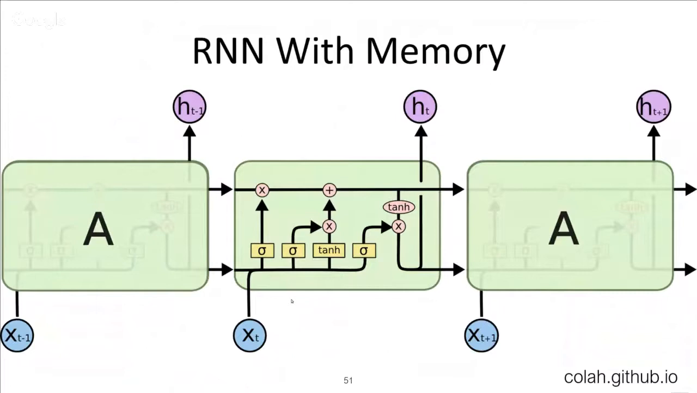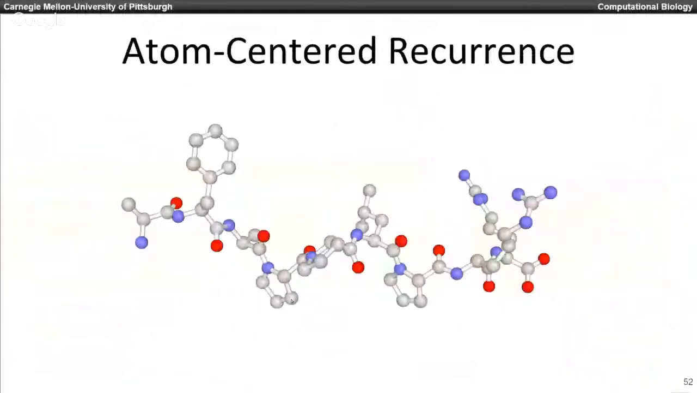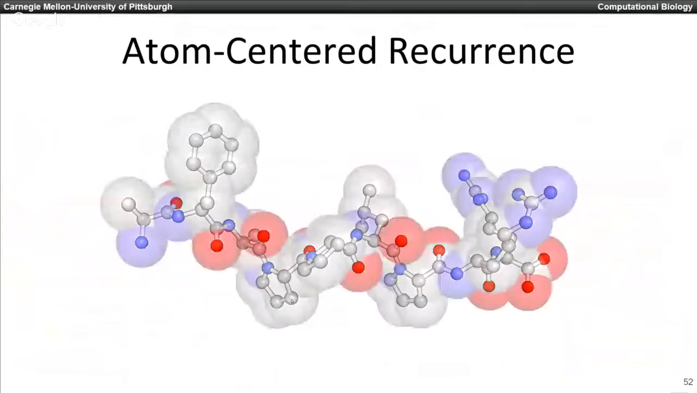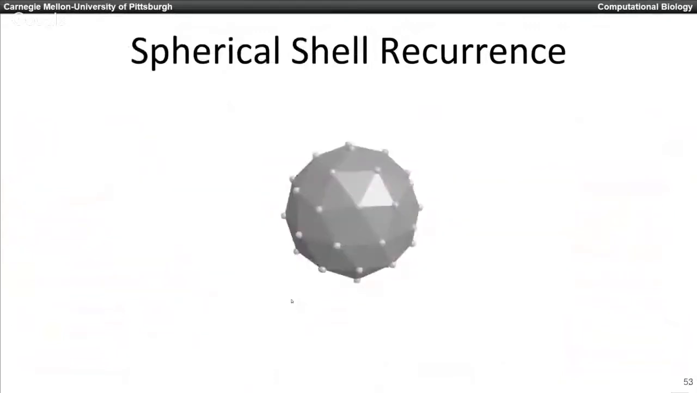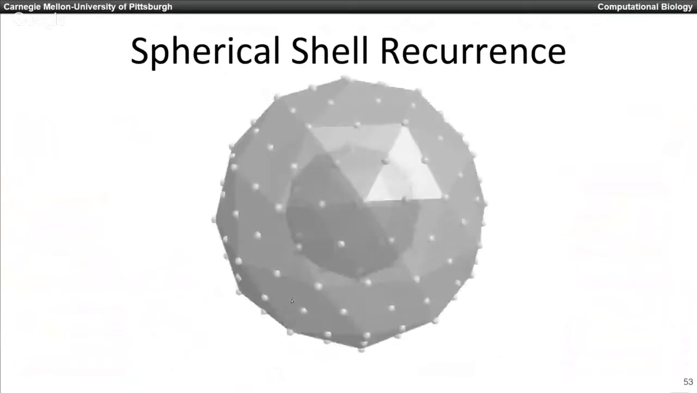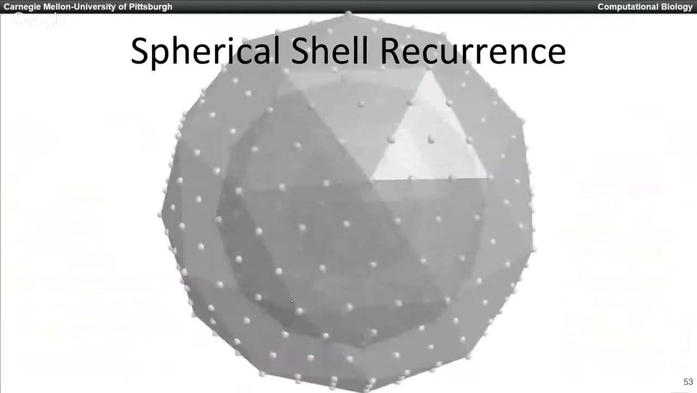So we have sort of 2 ways that we could go about incorporating this into the kind of model we have. One would be an atom-centered approach, where the recurrence would be over the atoms. And then this idea is probably the one that we're going to try first, which is doing a series of spherical shells. And the recurrence would be over the spheres of larger radius. And we would evaluate convolutions on the surface of those spheres.